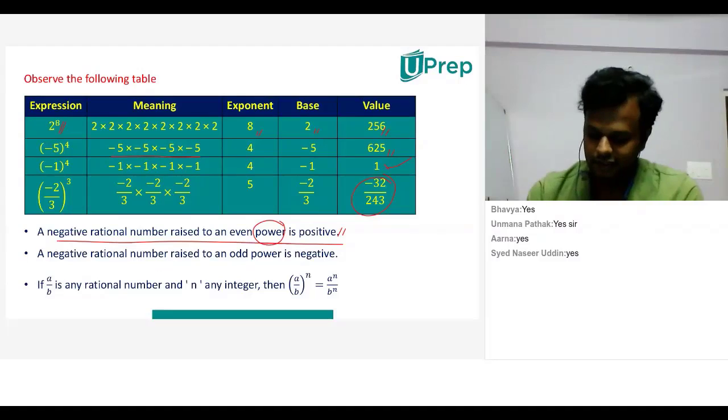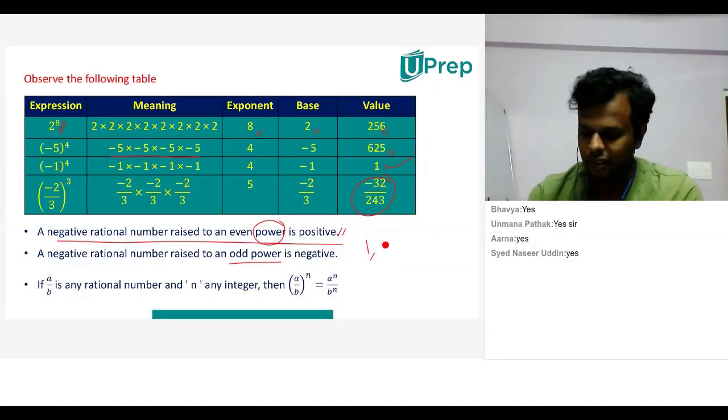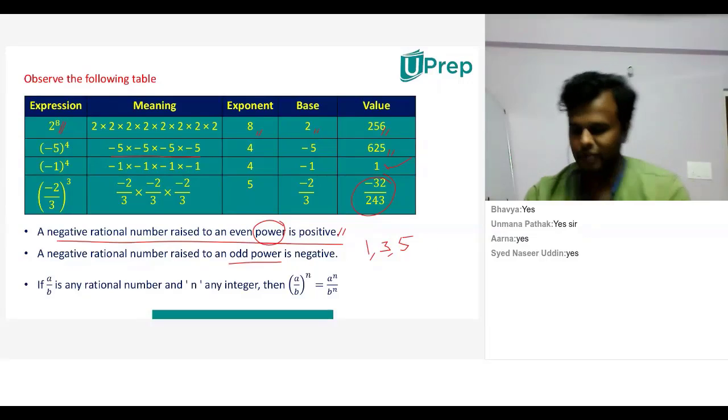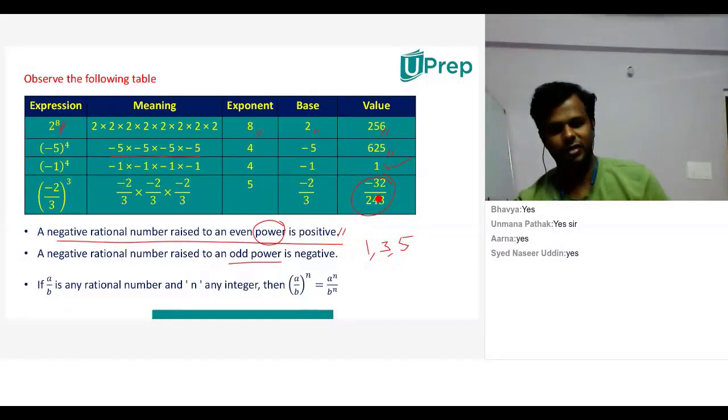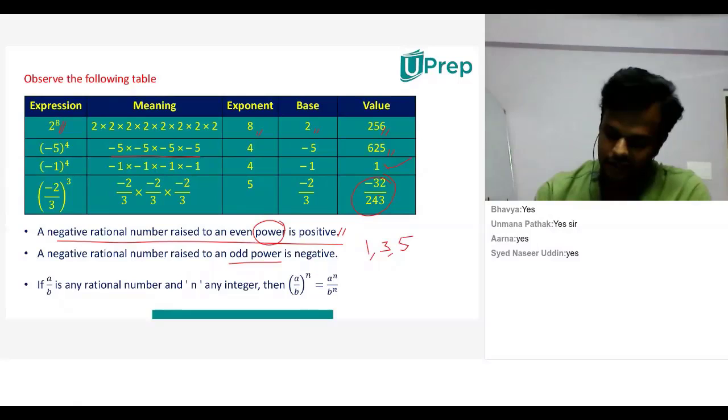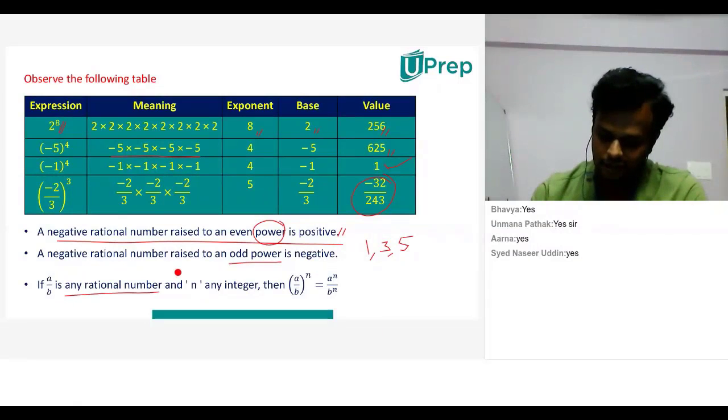If the negative rational number is raised to an odd power, so odd is like 1, if the power is 1 or 3 or 5 and so on, the final value will always be negative. And this is how we write in general. If a by b is any rational number, then this is obvious that b cannot be 0.